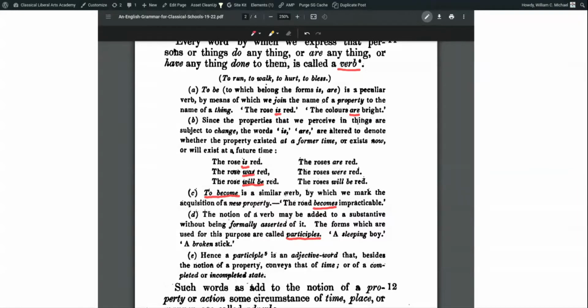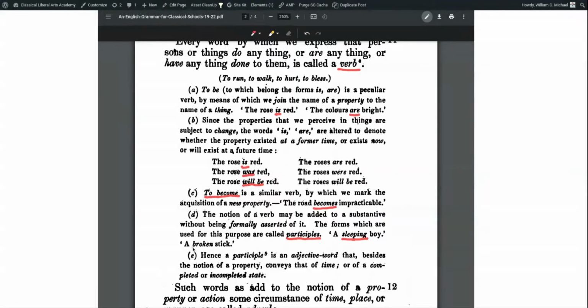And we're given two examples here. A sleeping boy. Boy is a substantive noun. Sleeping is like an adjective in that it names some property that exists in the boy. The boy is sleeping. But it expresses time. It's present tense. And therefore, it has characteristics of verbs and characteristics of adjectives. And that's what a participle is. It's used like an adjective, but it's actually a form of a verb.